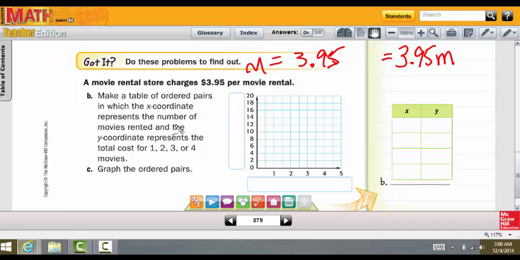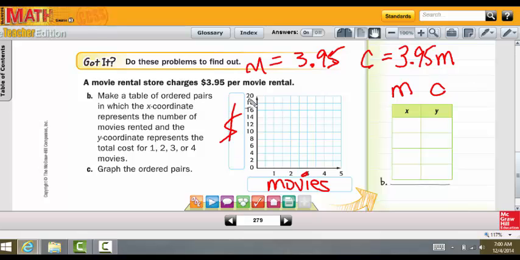X-coordinate represents the number of movies rented, that's the input, and the y-coordinate represents the total cost for 1, 2, 3, or 4 movies. So the output is cost. So I would say that this is C, and our input is M. So we need to have an X unit of measure here, and that's going to be movies. You could say number of movies. And this, of course, is going to be our cost. I'm just going to put a $ sign.